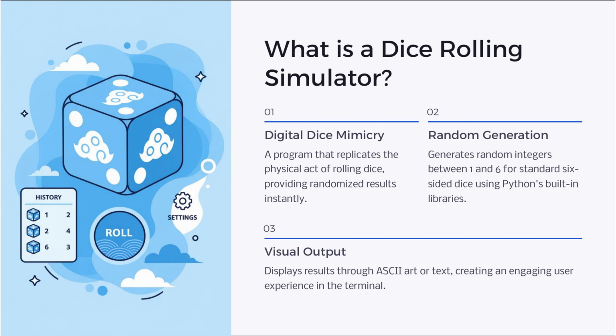A dice rolling simulator digitally mimics the act of rolling dice, instantly providing randomized results. It generates random integers between 1 and 6 using Python's libraries, simulating a standard 6-sided die. The results are displayed through ASCII art or text, enhancing user engagement in the terminal.